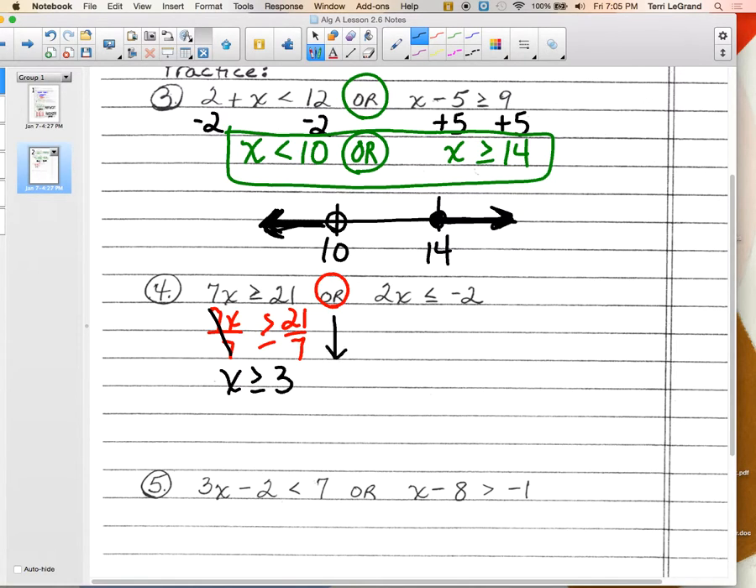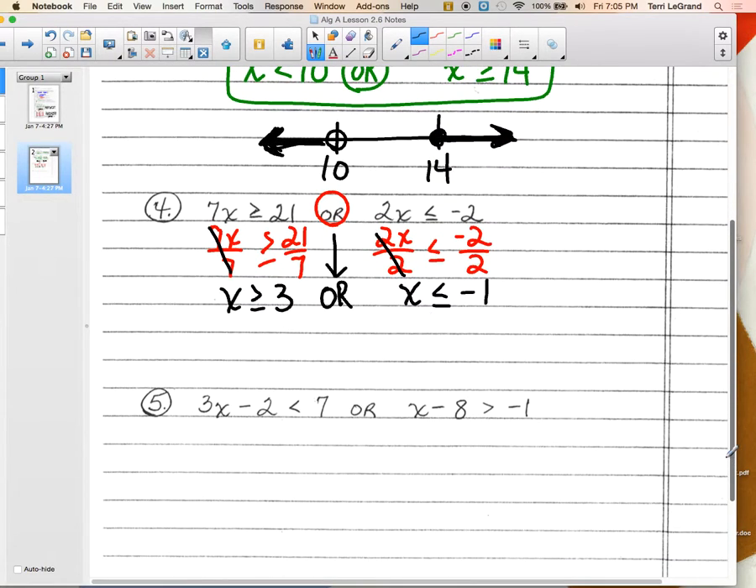Bring down the word OR. That's because this is a compound inequality solution also. And then we're going to solve this other one, which is going to say, you know what, you should divide both sides by 2 to get x alone in this one. And now we're going to have x is less than, we divided by positive in both of these, so notice we didn't have to switch the symbol. And x is less than or equal to -1. So there's our, again, algebraic solution. That's how we represent it algebraically.